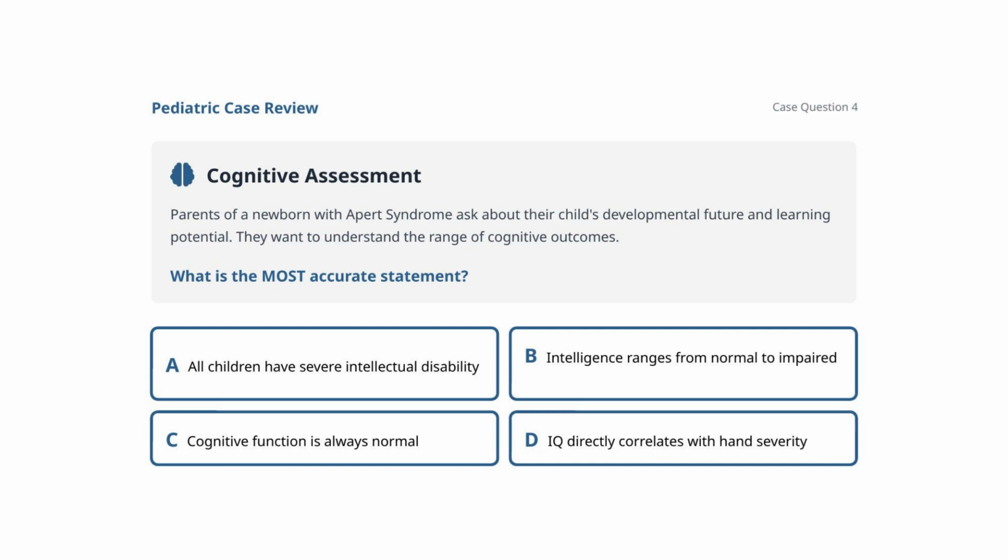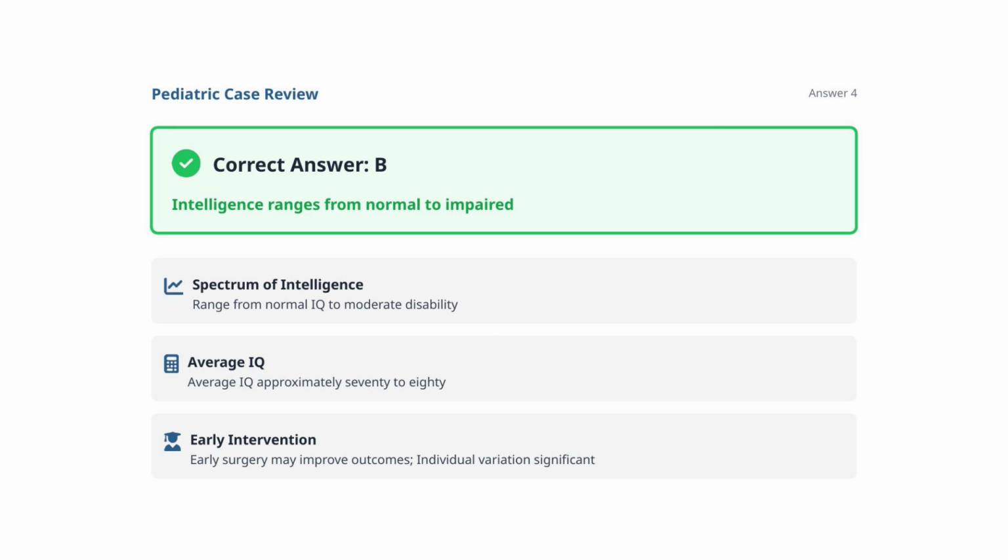Option A, all children have severe intellectual disability. Option B, intelligence ranges from normal to impaired. Option C, cognitive function is always normal. Option D, IQ directly correlates with hand severity. The correct answer is B, intelligence ranges from normal to impaired.